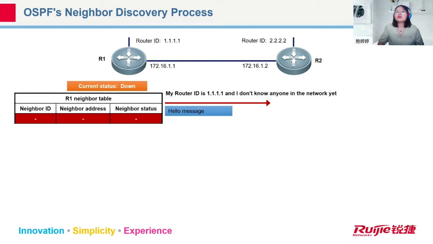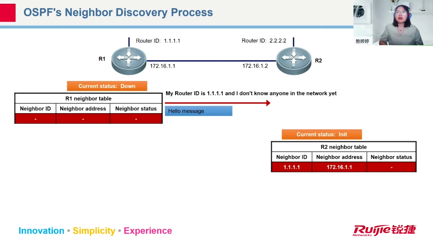And then I will send out the hello message. And in the message, I will send out my router ID. That means my name is 1.1.1.1. And now I don't know anyone in the network yet because I haven't received any hello packets. And at this time, if router 2 receives this hello packet, it will add the router 1 information, your name, your neighbor, physical address in the table, and the status will be init. This is the first time I receive the hello packet. Of course, we will do the negotiation.